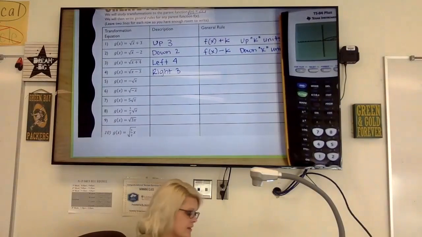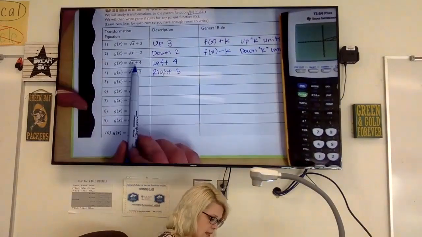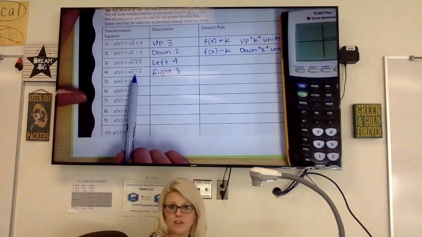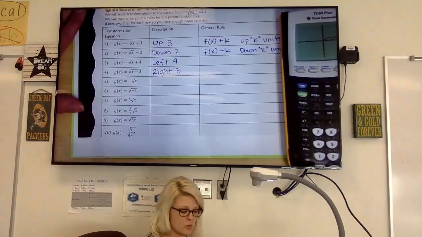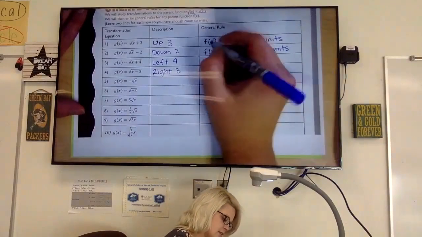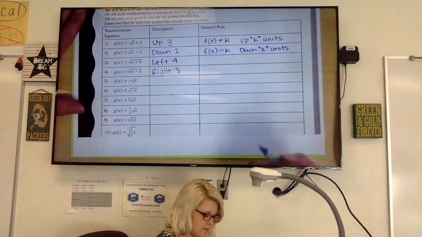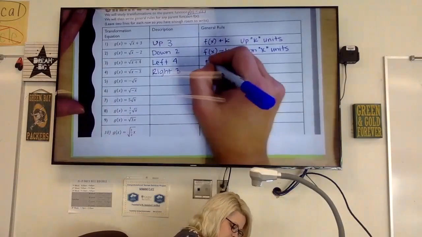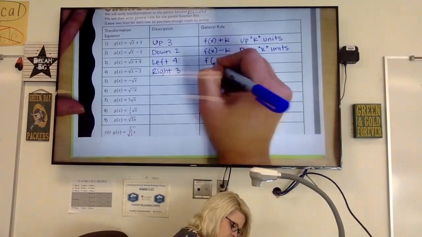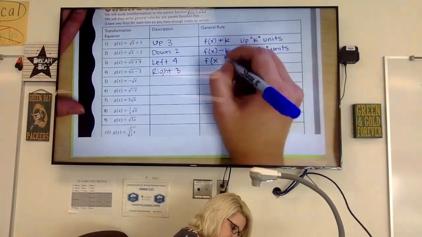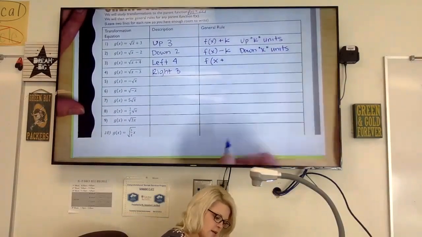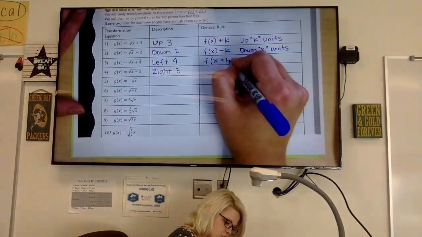It's kind of complicated. As long as you know that anything that's happening inside our function is going to be opposite. It's going to be weird. So if I see a plus 4 on the inside, that really meant left 4. How we can write that in general is we say f of x plus a number. We'll use h.